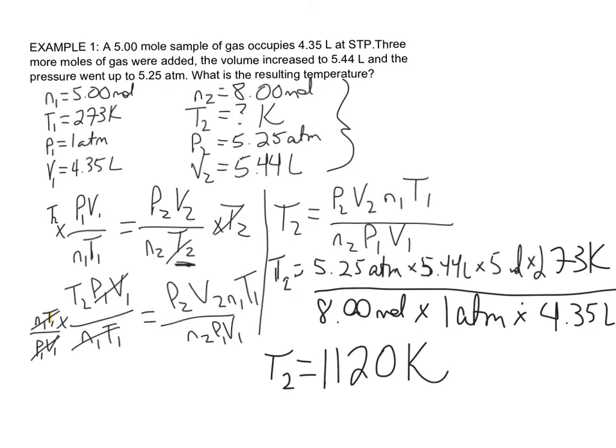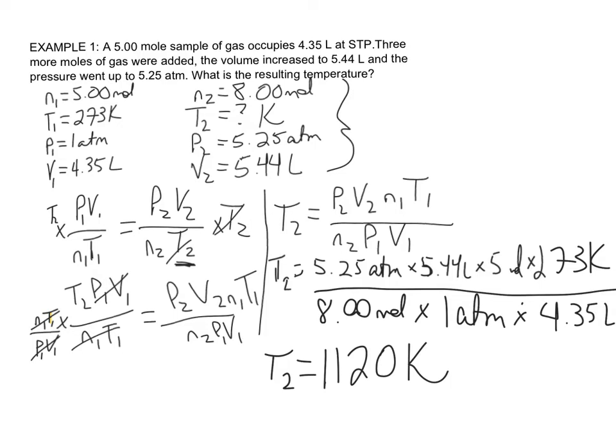Alright, if you plug everything in correctly, if you've done your algebra correctly, you should end up with a final temperature of 1,120 Kelvin. It's a really, really big jump, but then again, we see some major increases in terms of pressure as well as number of moles. So we can see that jump.